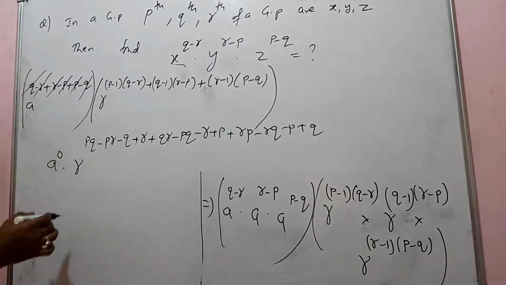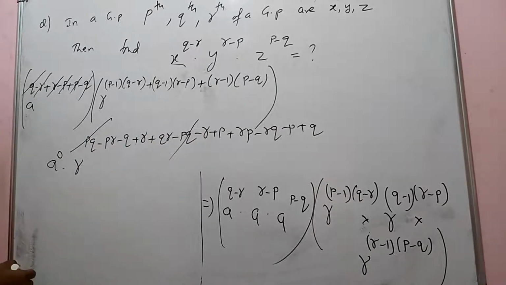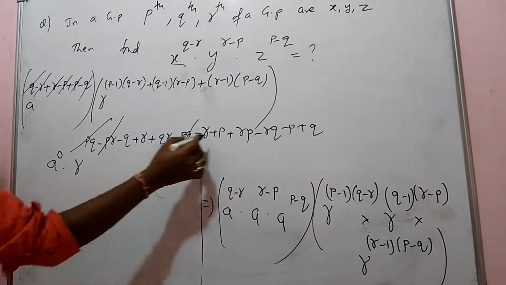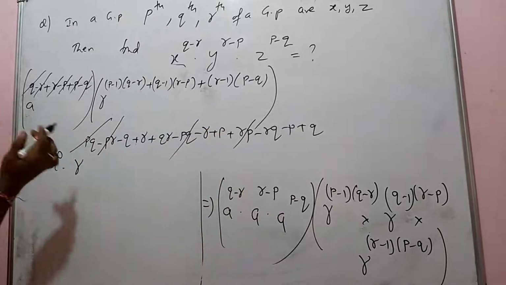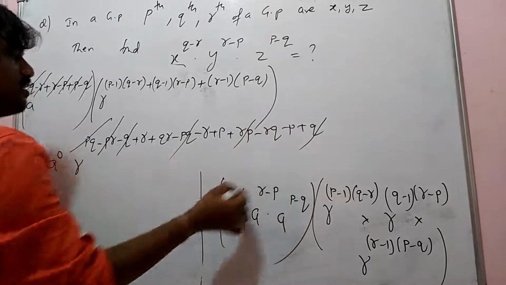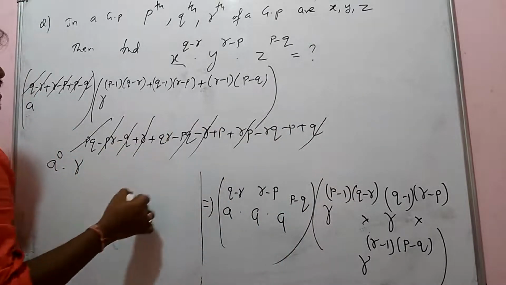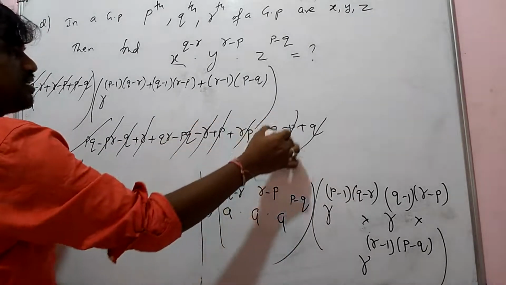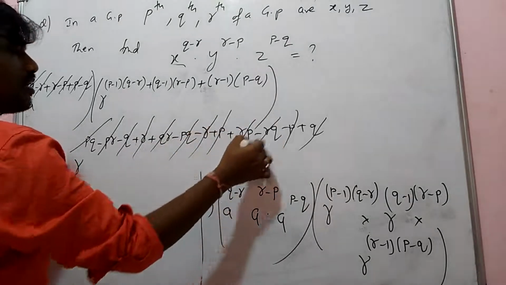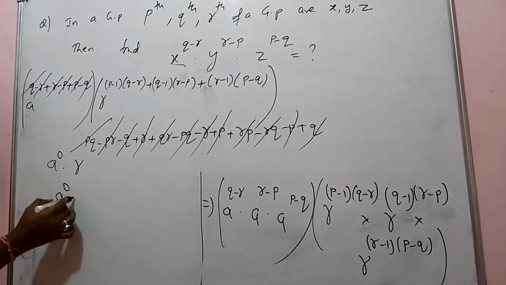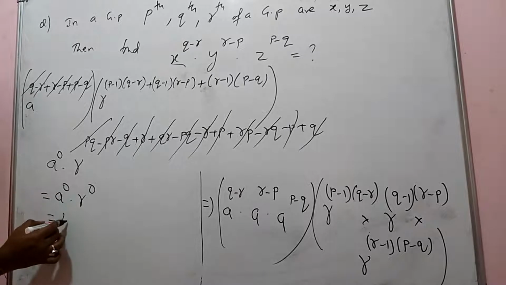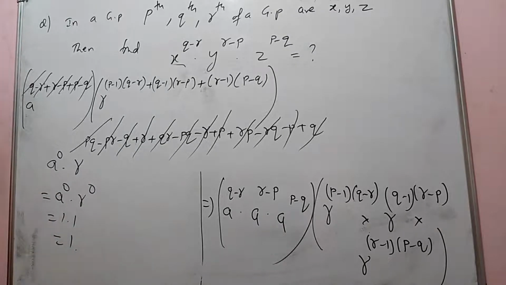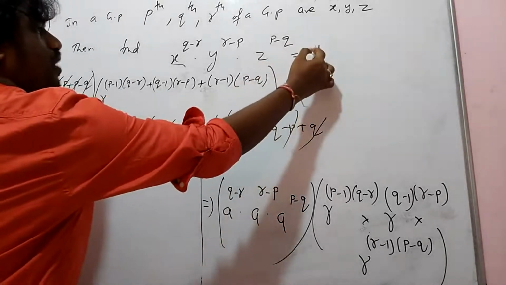So look here, plus pq minus pq cancel. Minus pr plus rp cancel. Minus q plus q cancel. Plus r minus r cancel. Plus p minus p cancel. qr, rq cancel. A power 0 into r power 0. The answer is 1 into 1. The answer is 1. Therefore, the answer for this question is 1.